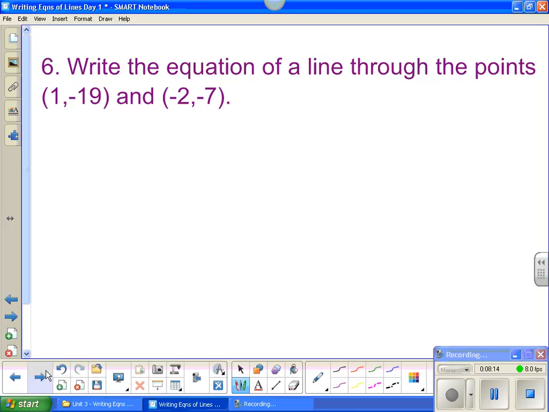Okay, so changing gears a little bit. Number 6. Write the equation of a line that passes through the 2 points, (1, -19) and (-2, 7). So here's my write the equation of a line. I need m and b, and I didn't give you either one. But if I gave you 2 points, can you find the slope? What was that slope formula?